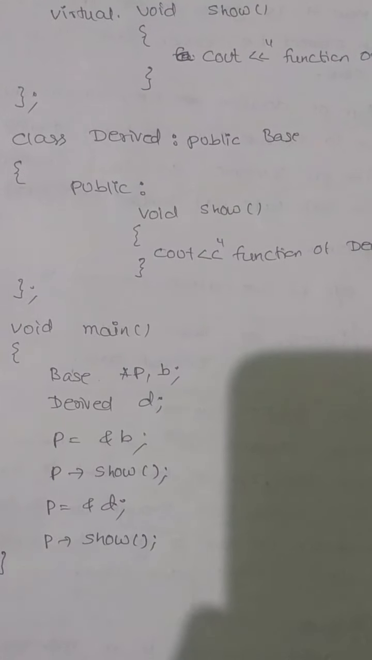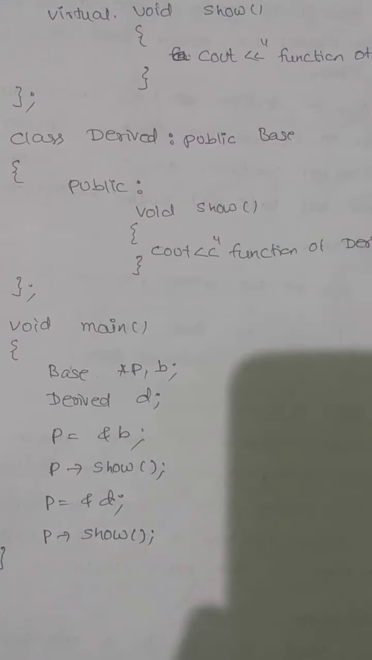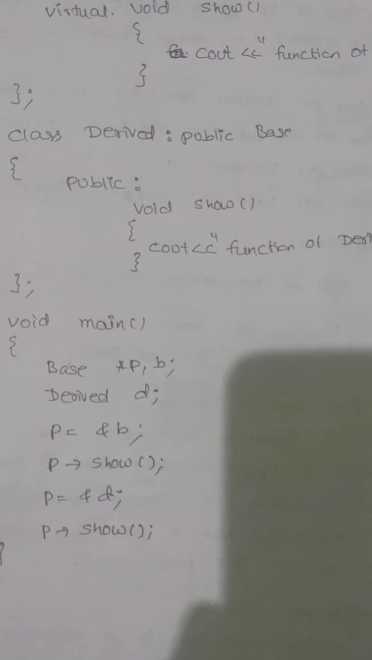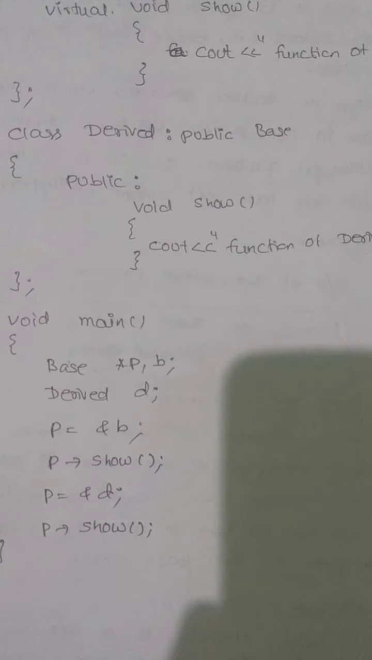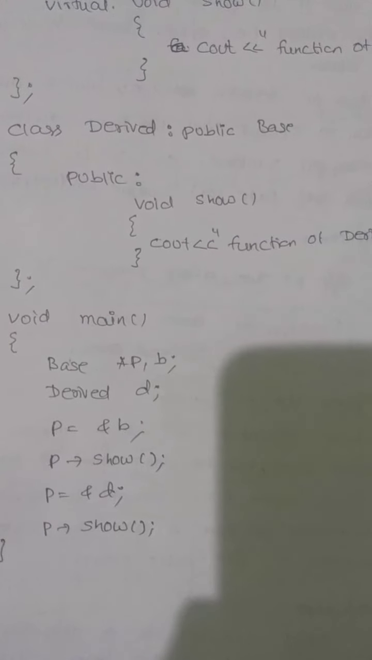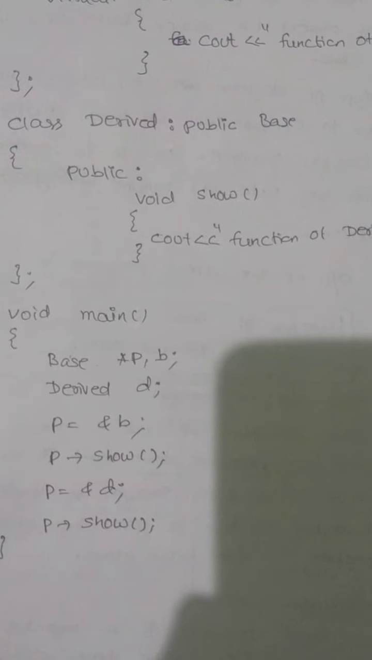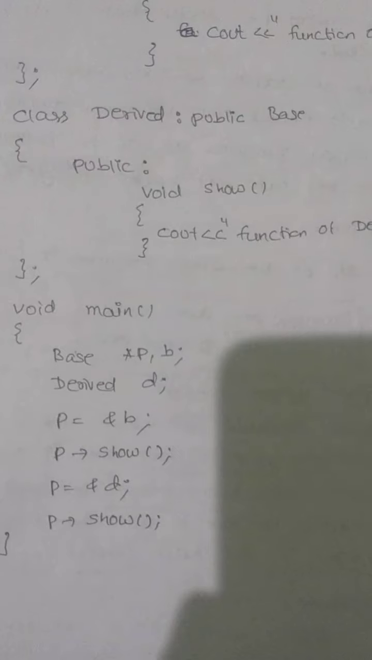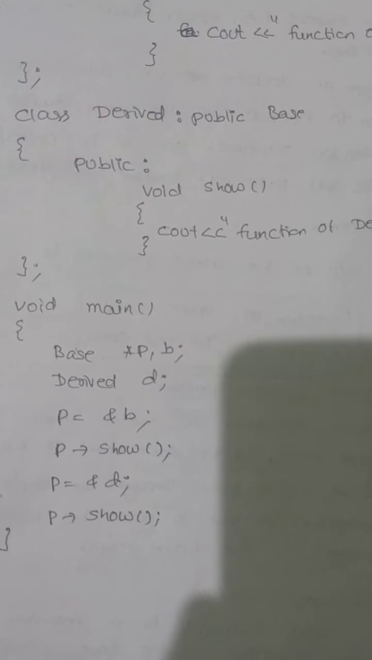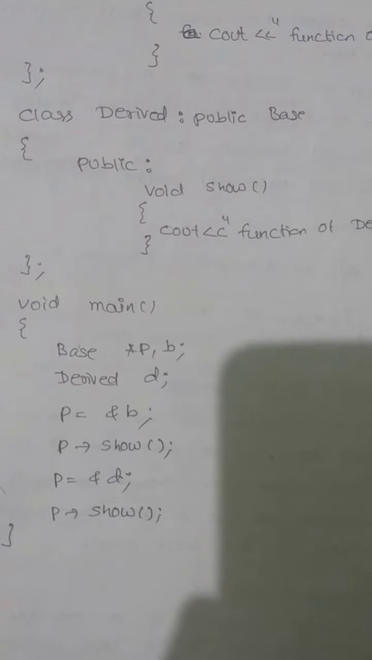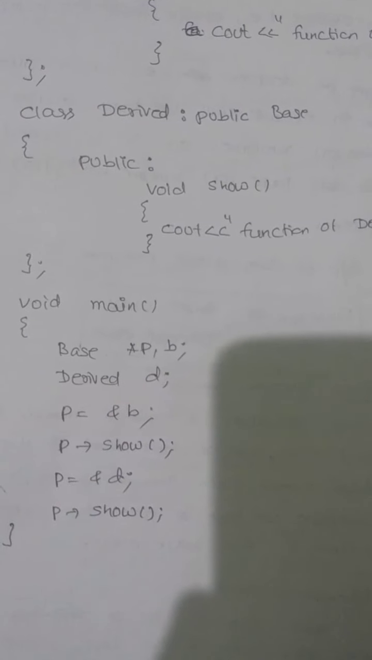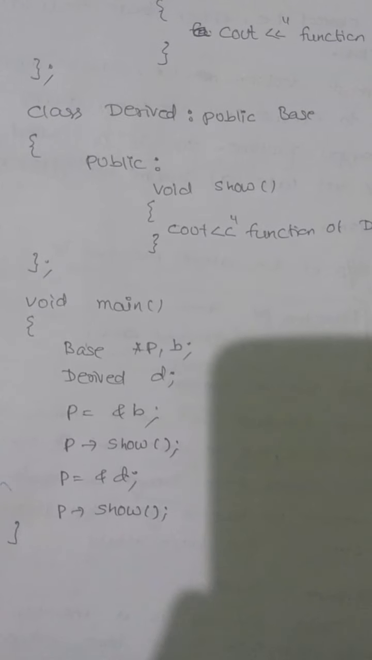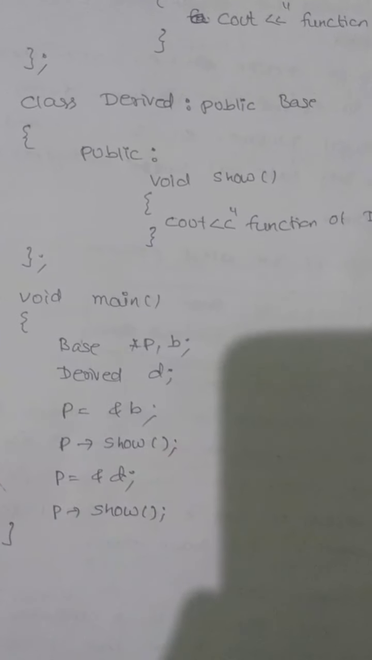But during the runtime, that is during the execution time, whenever you call p arrow show, it will go to the base class. It sees the keyword virtual. Now it searches which object the pointer is pointing to. It is pointing to the base class object, so the base class function will be executed. Again we call p arrow show. Again it goes to the base class, sees the keyword virtual, and checks which object it is pointing to.